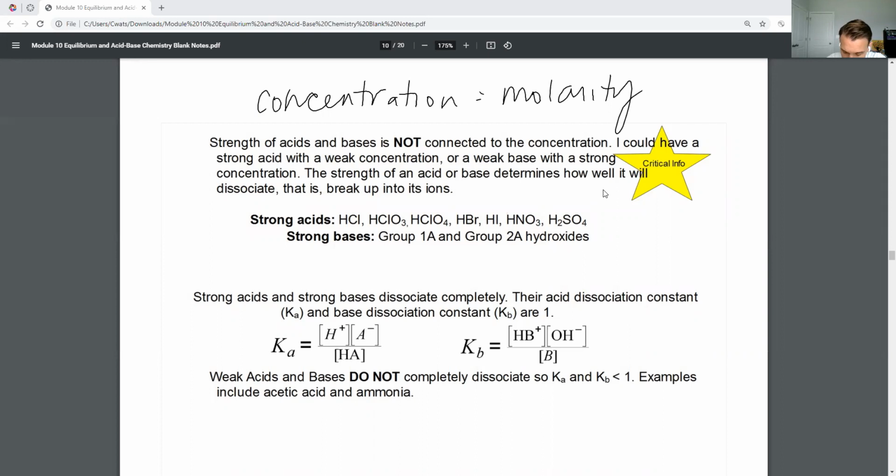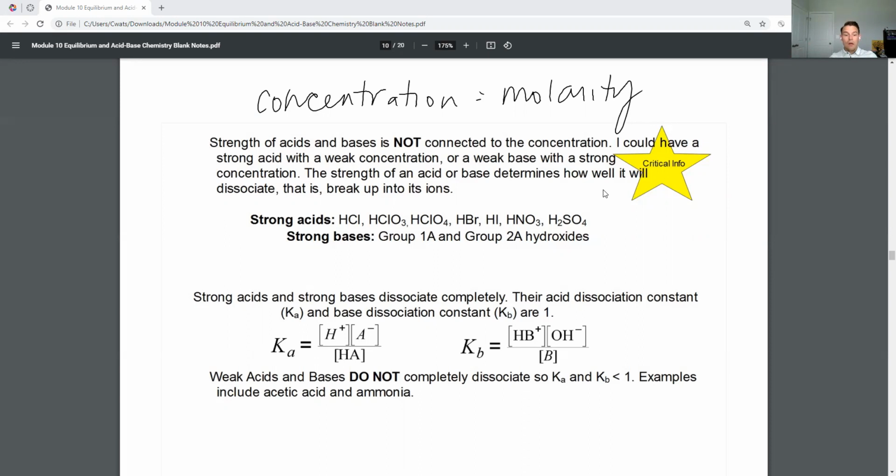Strong acids, hydrochloric, wait a second. Hydrochloric, that's chlorate. So that's chloric acid, perchloric acid, hydrobromic, hydroiodic, nitric, and sulfuric acid. Wow, I had a real big brain fart there for a second. Strong bases are group 1A and 2A hydroxides. So anything in group 1A or 2A with a hydroxide, and that will be a strong base.